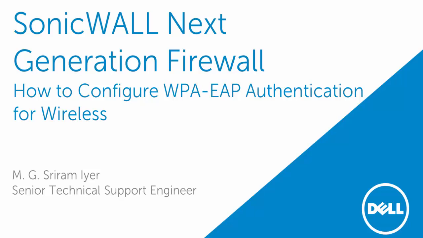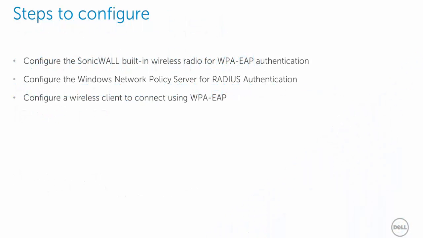In this video, I will describe how to configure the SonicWALL built-in wireless radio for WPA-EAP authentication and how to set up a RADIUS server for this purpose using the Windows Network Policy Server. These are the configuration steps. Configure the SonicWALL built-in wireless radio for WPA-EAP authentication. Configure the Windows Network Policy Server for RADIUS authentication. Configure a wireless client to connect using WPA-EAP.